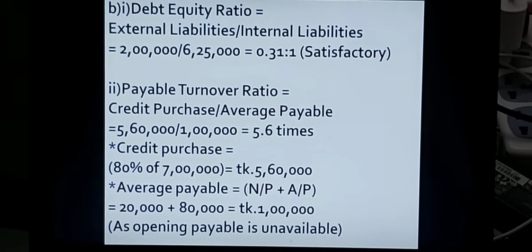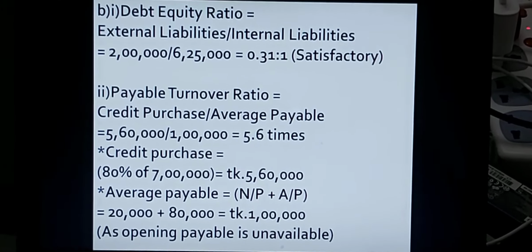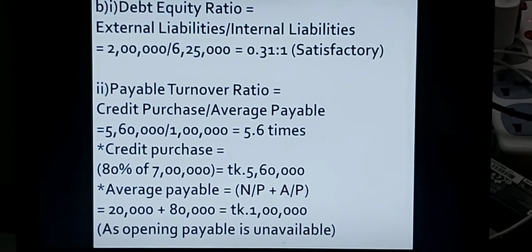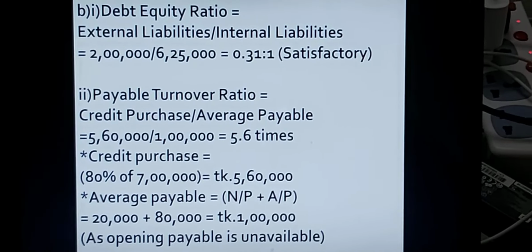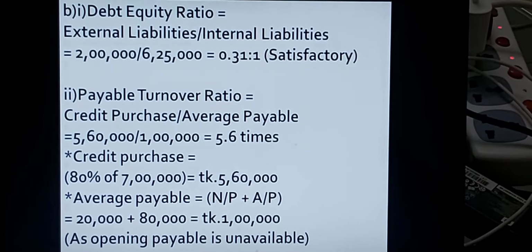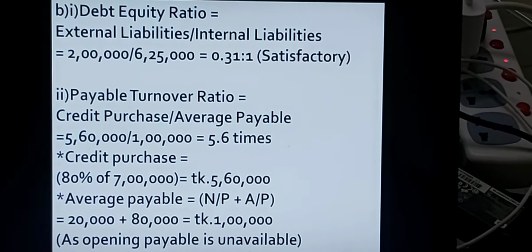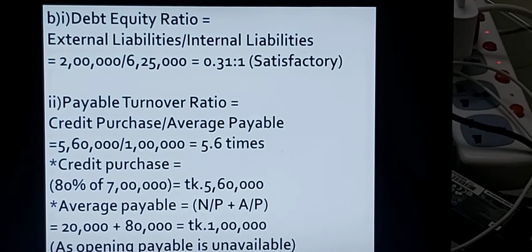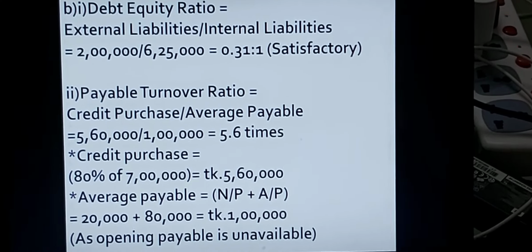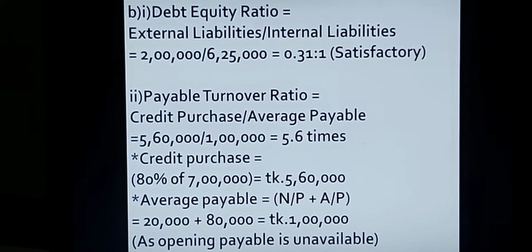The first ratio is debt equity ratio. In requirement B, 3 ratios are available. Number 1, debt equity ratio. Second one, payable turnover ratio. Number 3, capital employed turnover ratio. The first one, debt equity ratio.